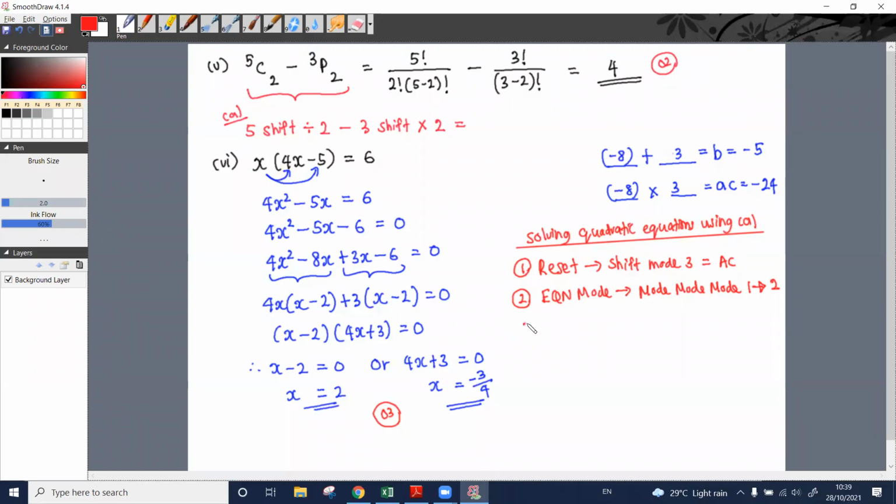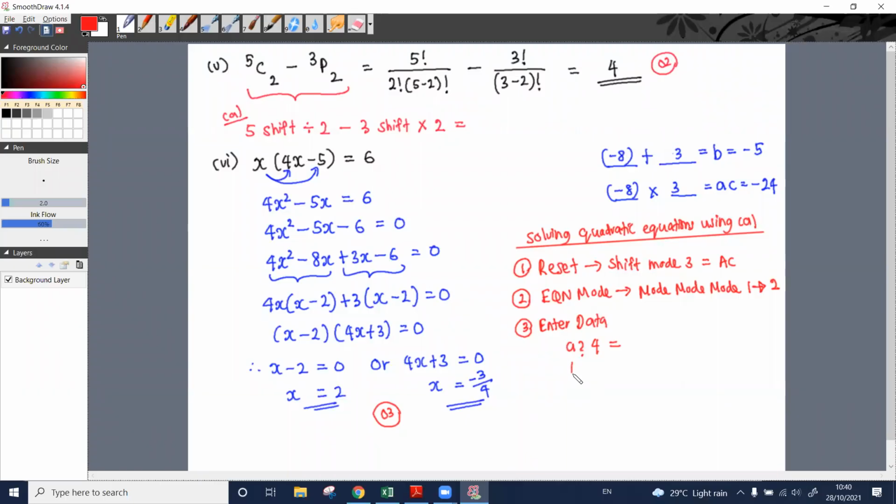Then as the third step, you need to enter data. On the display, you can see it is asking for an A value. What is the value of A? That is 4. So you need to give 4 and then press equal.